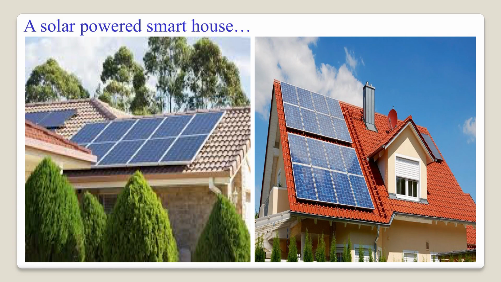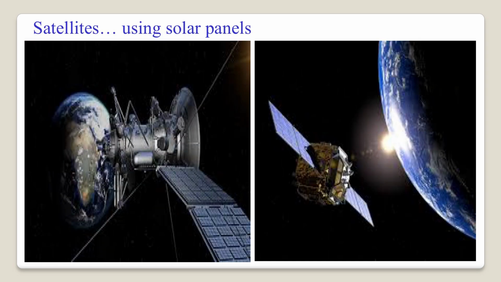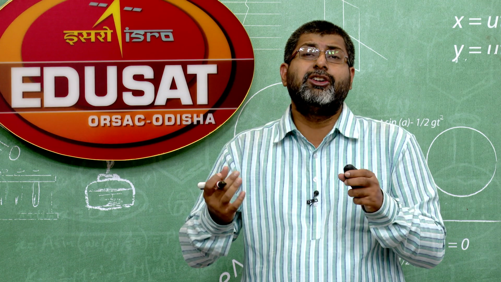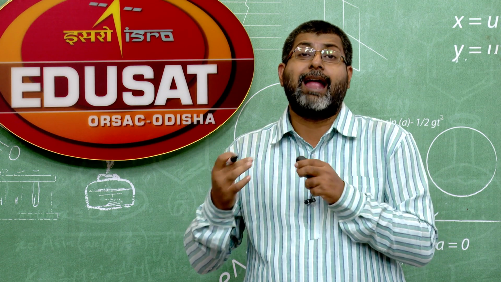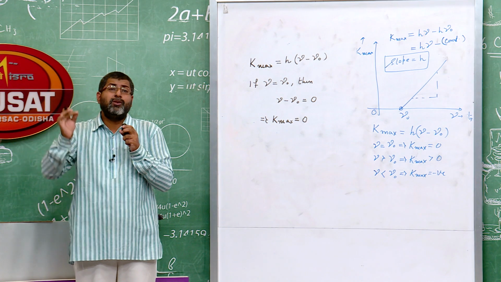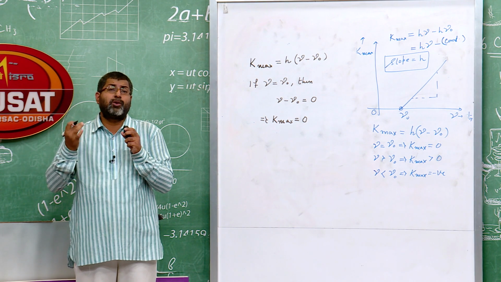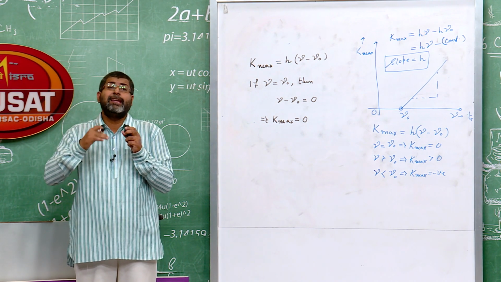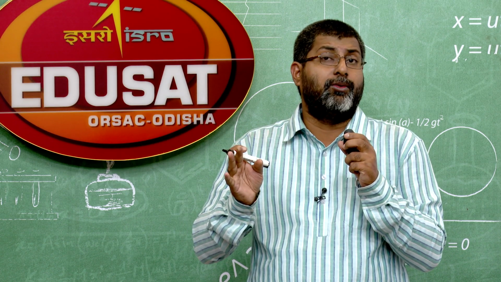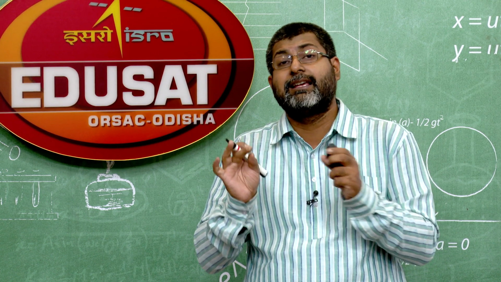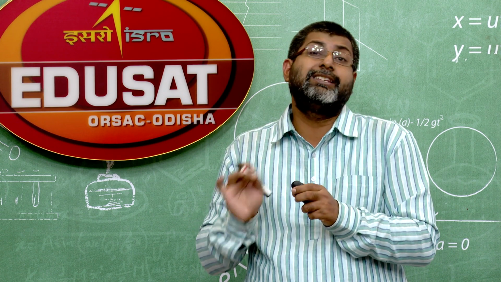Now, this revolution does not stop here. Solar light is also used to provide energy to the satellites. So, satellites, by using solar panels, also consume solar energy for their activities. The revolution of solar energy not only changes life throughout the world, it has also changed life in Odisha itself.